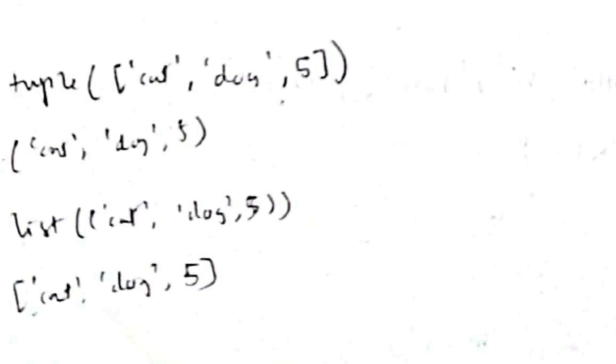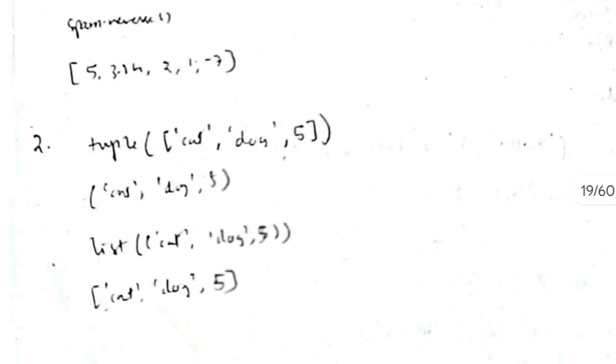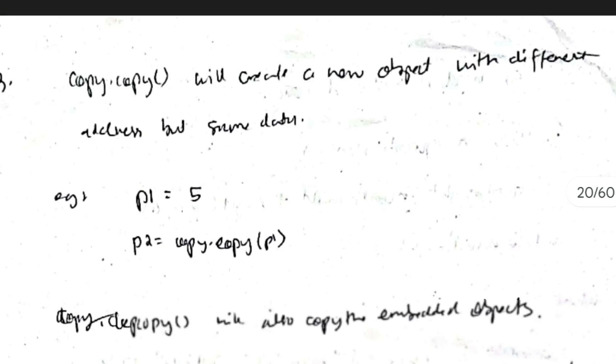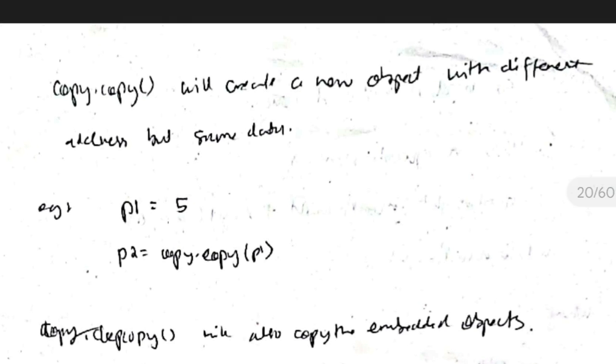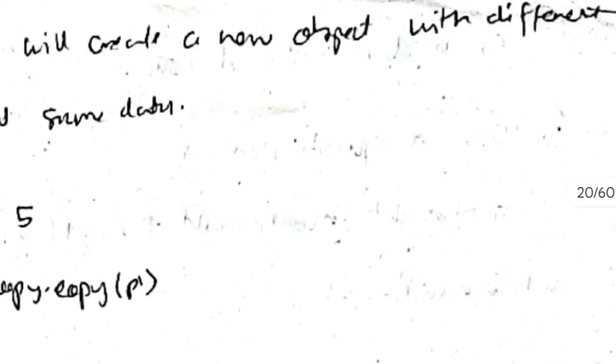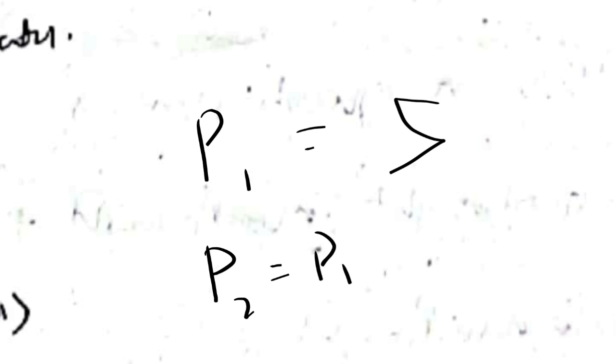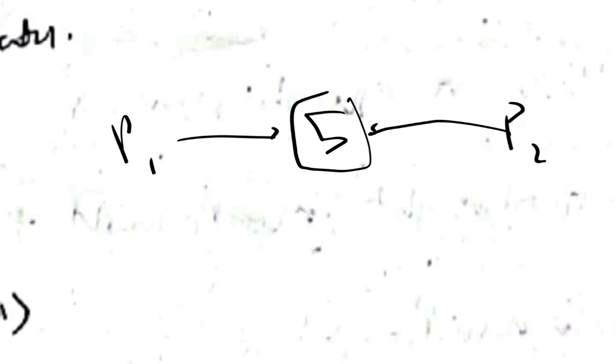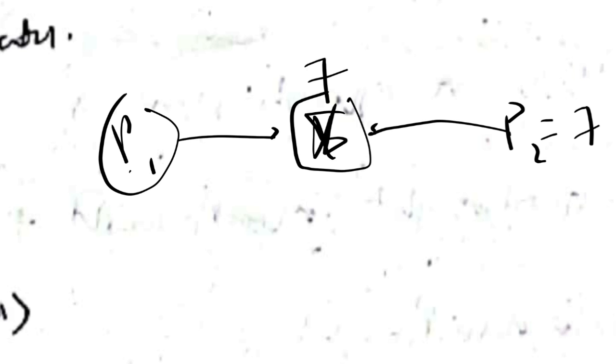The third question is, what is the difference between copy.copy and copy.deepcopy? copy.copy means it will create a new object with a different address but the same data. What I mean is, I have one variable here, p1. p1 is equal to 5. Then I have p2 is equal to p1. 5 is in the memory, p1 is pointing to 5, and then p2 will also point to 5. If I make any change in p2, like p2 is equal to 7, this will become 7, and if I print p1, it will print as 7.